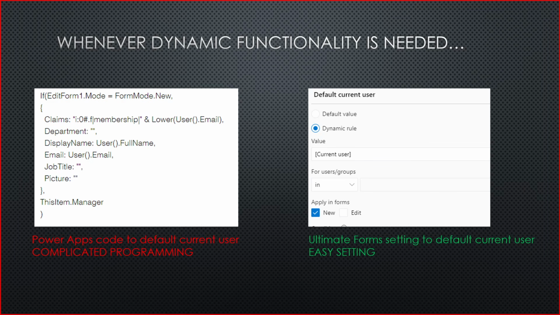On the right, you can see what is required in Ultimate Forms. A very easy to understand rule where we just reference a function for the current user. So literally, I just have the words current user in square brackets. I check the box that says I want that to happen in the new form, and I'm done. A much simpler process, no programming required.